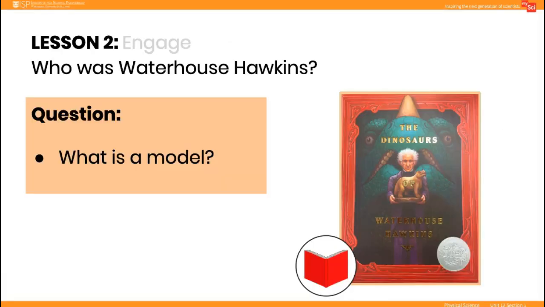In the Engage, introduce the story of Waterhouse Hawkins, explaining that he was a man who was interested in dinosaurs a long time ago. He drew many of them from his imagination because he had never seen a dinosaur, and he made clay models as well. Explain that now paleontologists also make models to study dinosaurs.